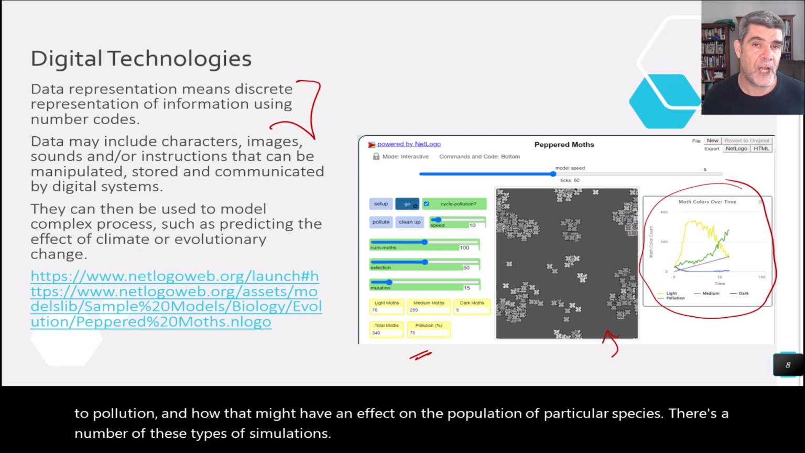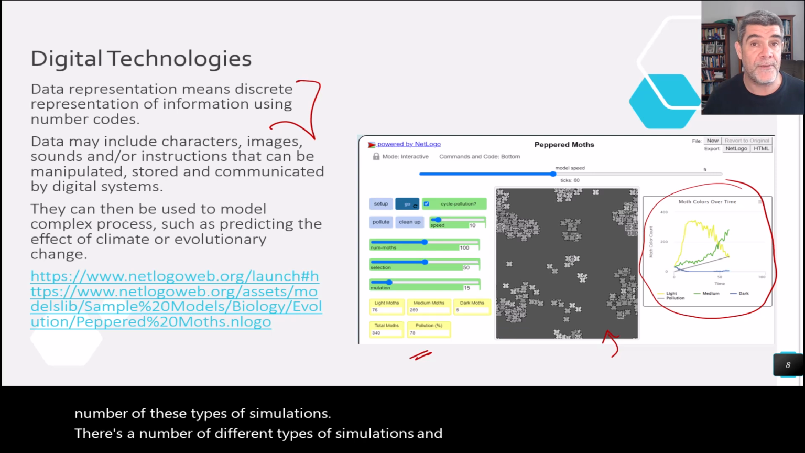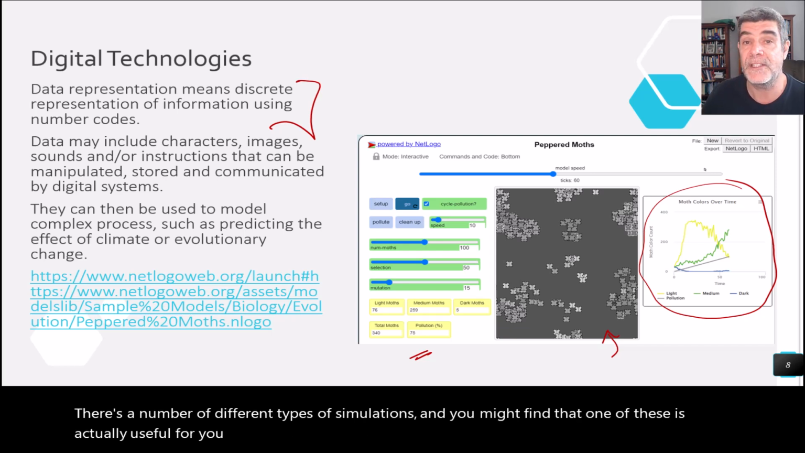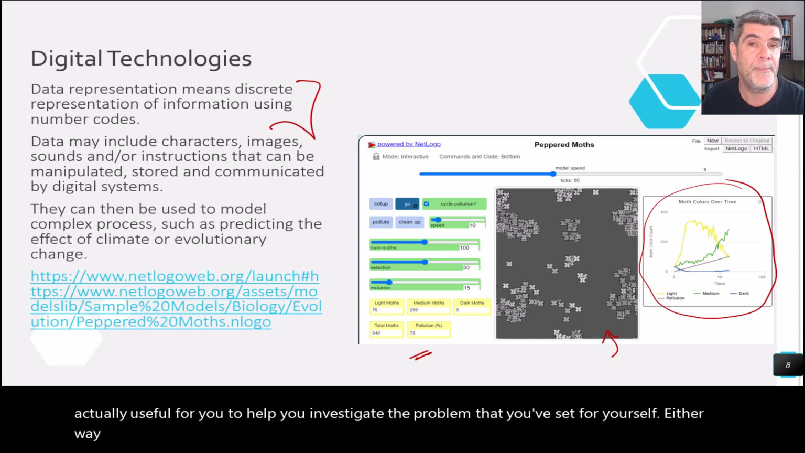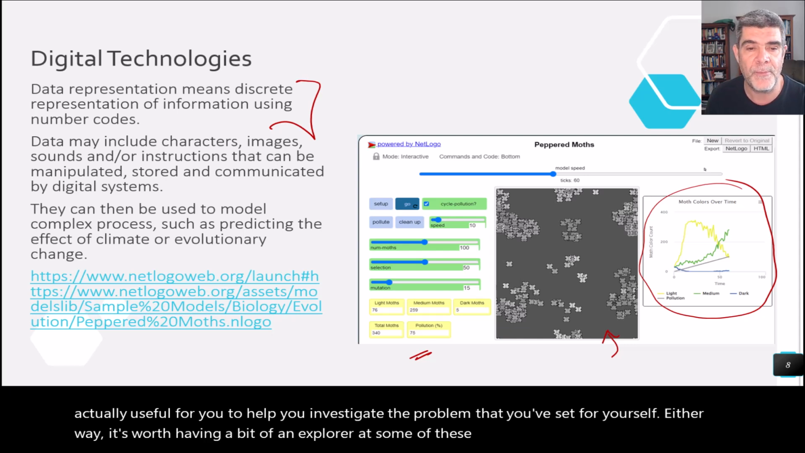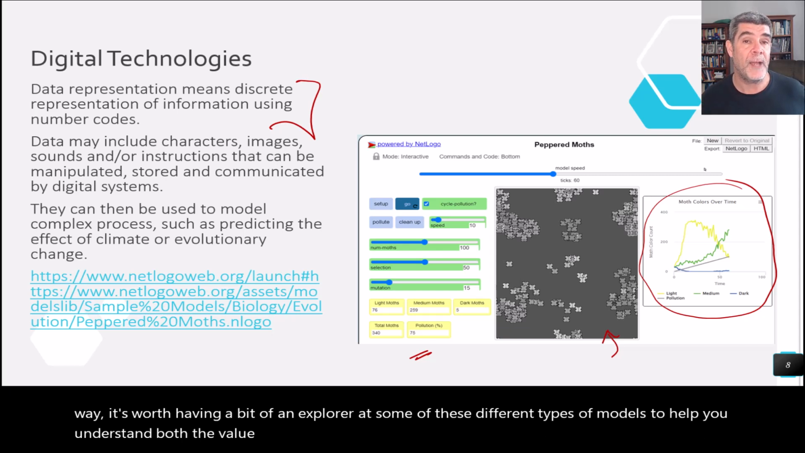There's a number of different types of simulations, and you might find that one of these is actually useful for you to help you investigate the problem that you've set for yourself. Either way, it's worth having a bit of an explore at some of these different types of models to help you understand both the value of these different types of visual displays and also their limitations.